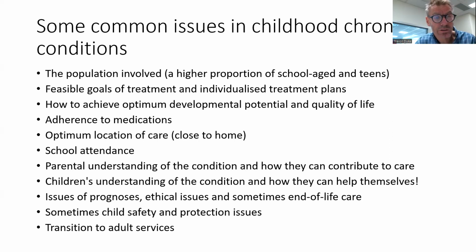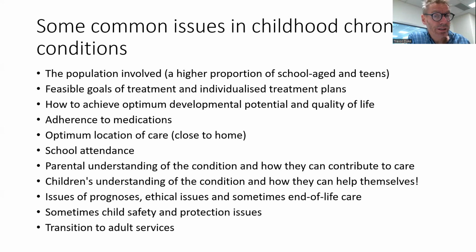I wanted to say that when you think about each individual chronic disease, they're relatively uncommon, but when you put them all together, there's a lot of common features, common issues of children who have chronic diseases. The first one is that the population that's involved, they're less likely to be under the age of 5 and more likely to be school-age children and teenagers. And so if we are starting to be more interested in school health and in adolescent health, then we need to get good at managing chronic diseases.